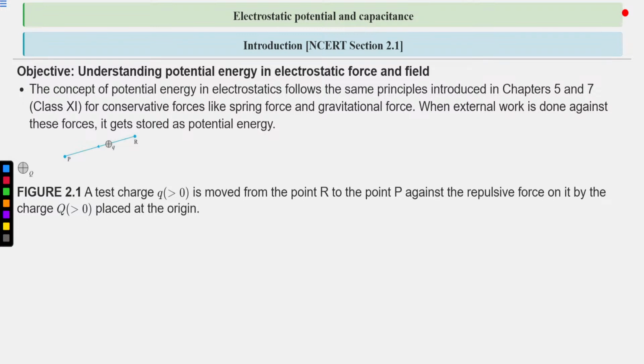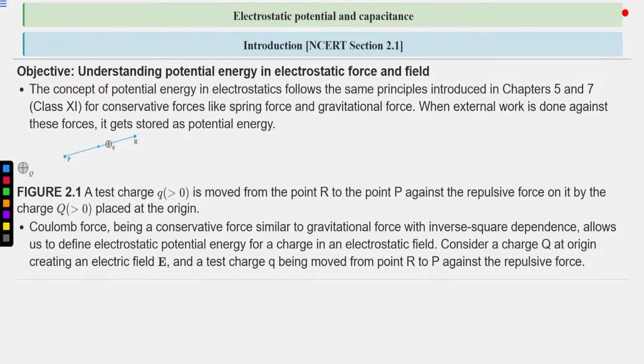So figure 2.1, a test charge, that is small q, which by default we are taking as positive. This test charge is moved from point R to point P against the repulsive force, because both these charges are positive. So there is a repulsive force between these two charges, against the repulsive force on it by the charge capital Q, which is greater than 0, that is positive, placed at the origin.